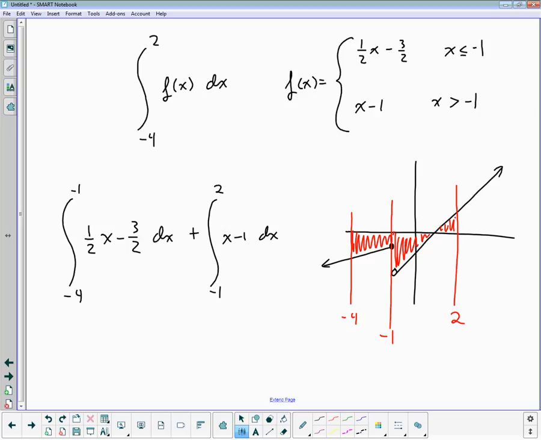And of course, we can integrate this. This is nothing very exciting. But I wanted you to see piecewise functions being dealt with. Okay? Good. So now, how about this one?